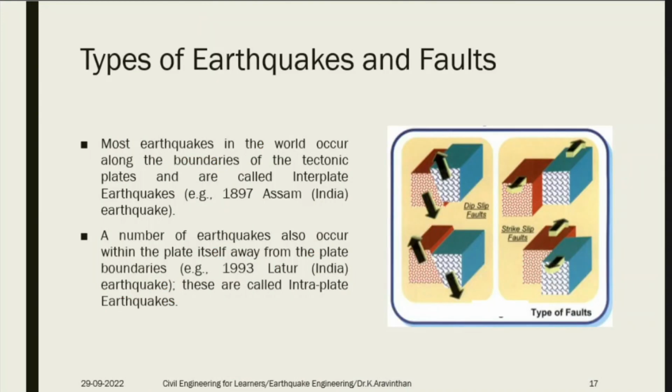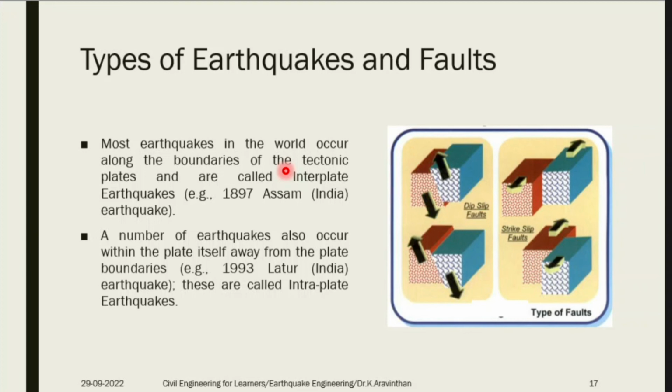Types of earthquake and fault. Dip slip fault: dip means it is going down, and the other is moving upward. Another type of fault is the strike slip fault. Either way they can go. It can go towards this direction or in the opposite direction. Most of the earthquakes in this world occur along the boundaries. The major earthquakes we are very much interested in, more than 6 Richter magnitude, will happen only in these plate tectonic regions.